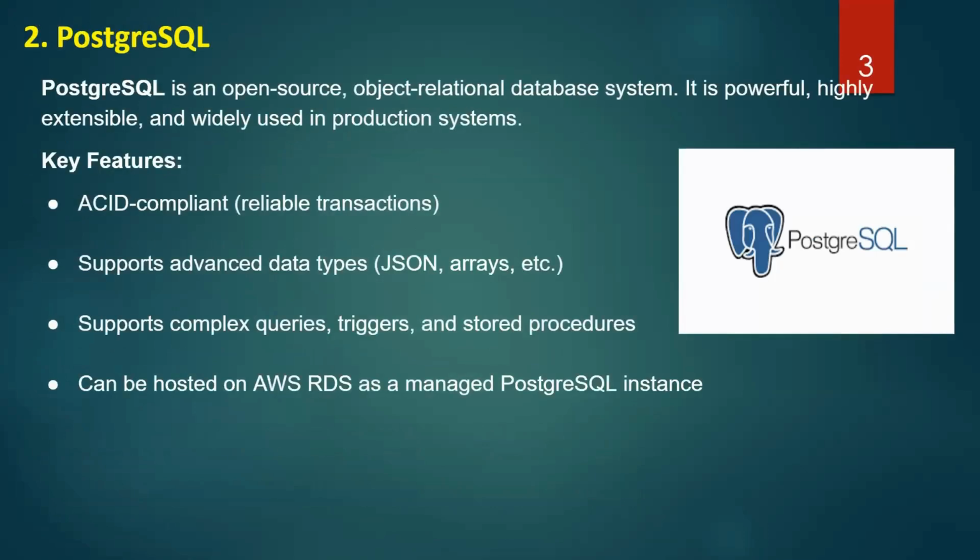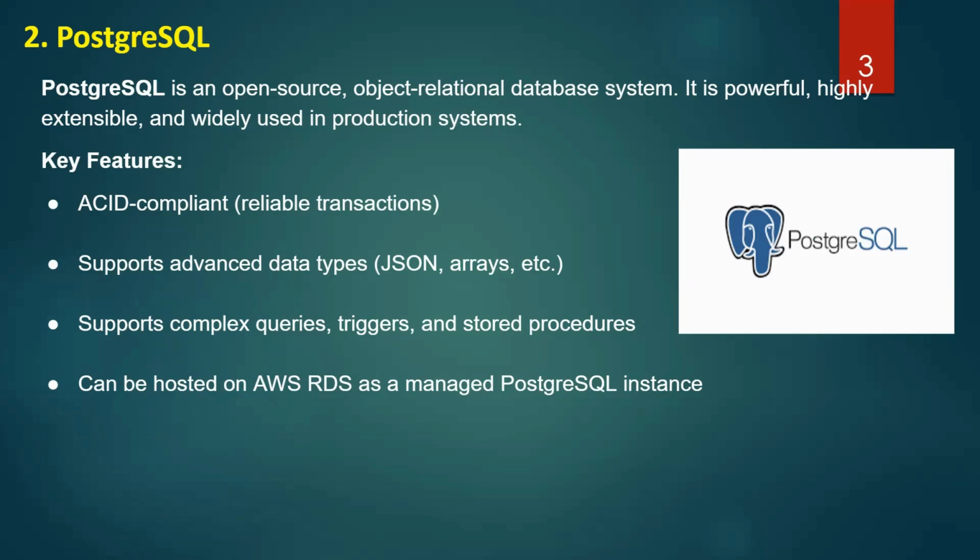Coming to PostgreSQL, it is an open source object-relational database system. It's really powerful, highly extensible, and widely used in production systems. The key feature you need to remember is that it has ACID properties, so it is used for reliable transactions. It supports advanced data types like JSON and arrays, complex queries, triggers, and stored procedures. It can be hosted on AWS RDS as a managed PostgreSQL instance.